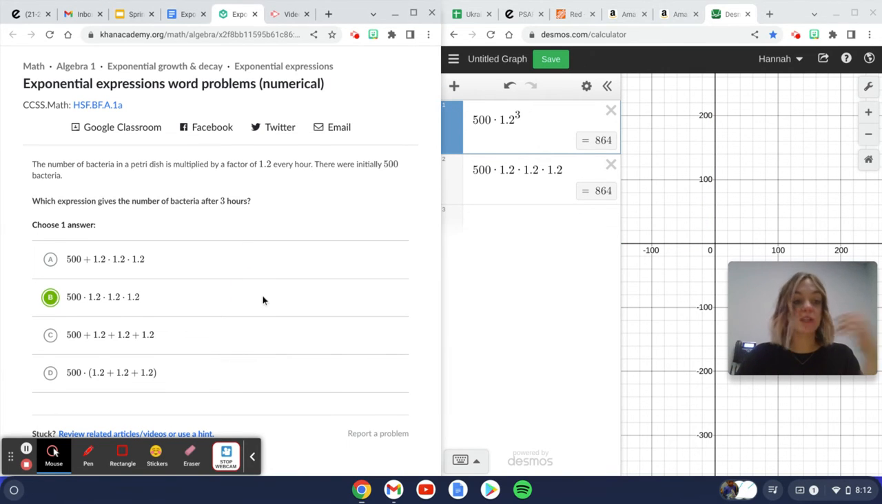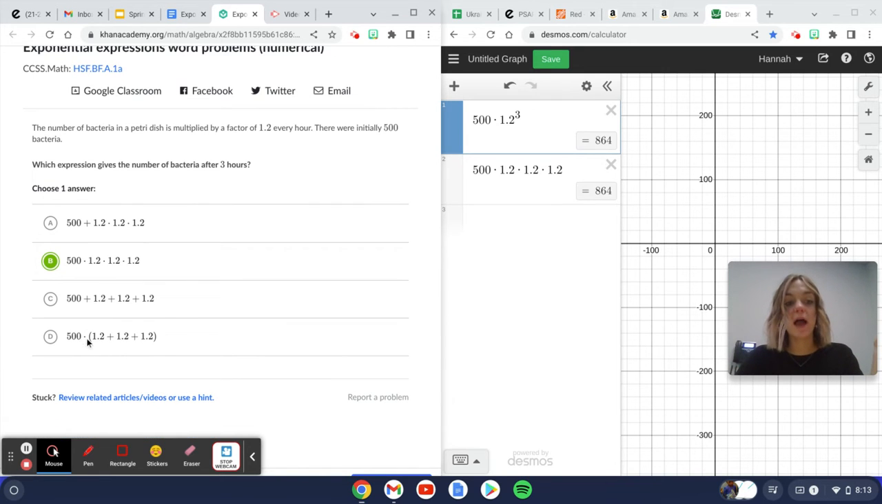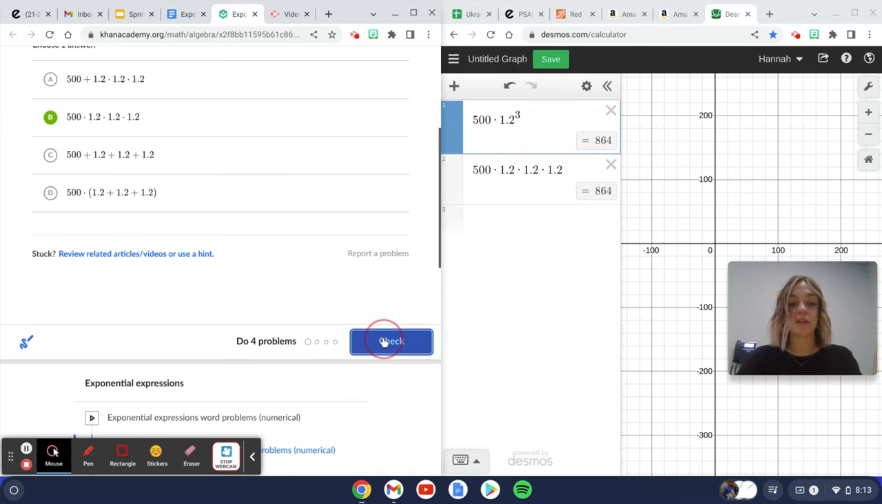So the only option that makes sense is B, because this one we're adding, which we don't do in exponential functions. This one is adding, which again, we're not adding in exponential functions. This one we're multiplying, but then for some reason they added the growth factors together, which is not true because it says multiplied by a factor of 1.2.